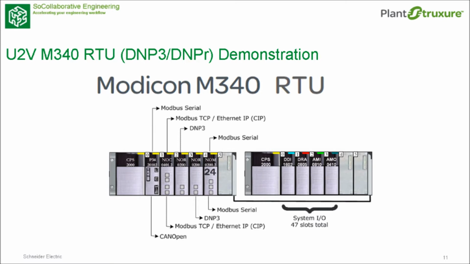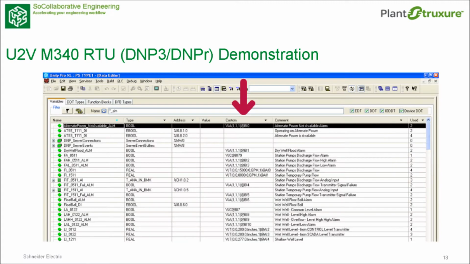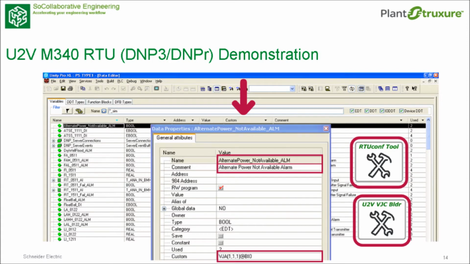Before beginning the demo, here's a quick overview of what is to come. The Modicon M340 is a very capable RTU platform with a wide range of communication options. For the demo scenario, the BMXNOR module is used for the DNP3 protocol. The BMXNOR has both server and client channels, and there can be multiple NORs in the rack. The defined DNP3 points in the Unity Pro project have included the U2V syntax for Vijeo Citect variables, alarms, and trends.